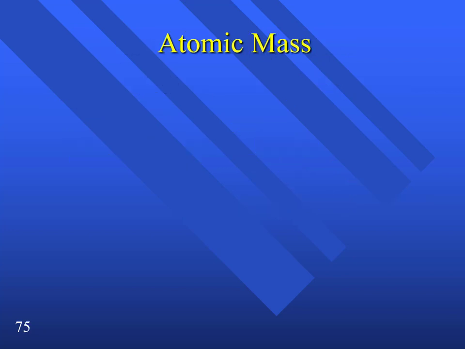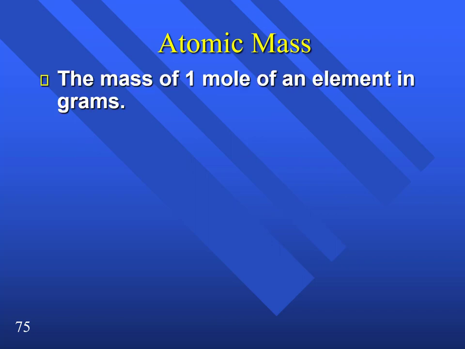And then we added atomic mass to it. The mass of 1 mole of an element in grams. Anybody remember how the heck we figured out the atomic mass of something? We calculate the average, but if I want to know what the atomic mass of carbon is, what do I do?